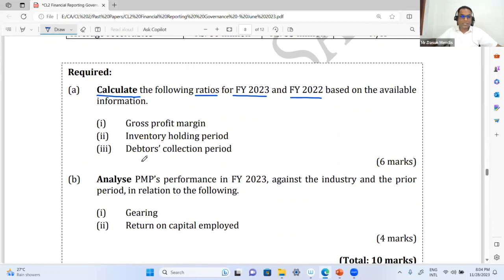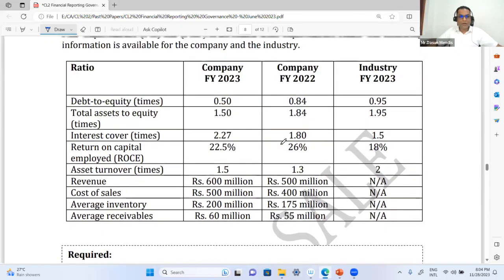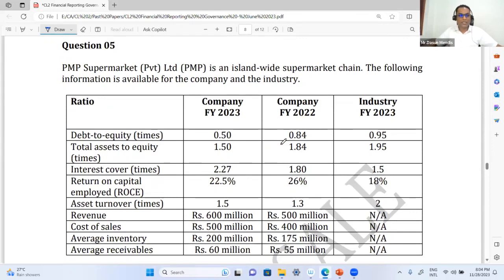Three ratios are to be computed. One is gross profit margin, second is inventory holding period, third is debtors collection period. You need to calculate these ratios. Thereafter, first of all, let's calculate the ratios before moving to part B. Now, what information have you been given here?